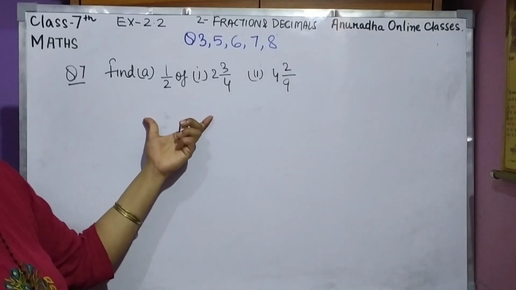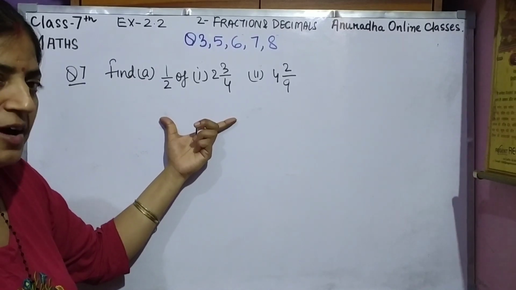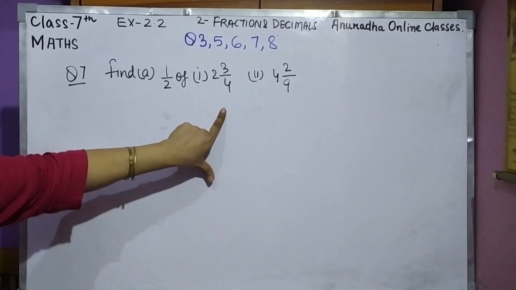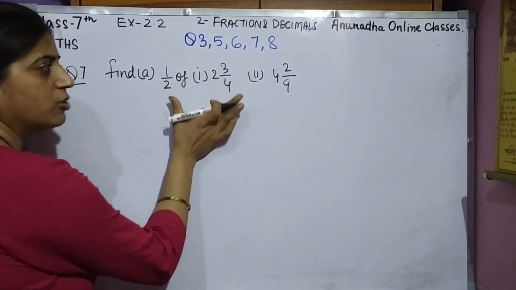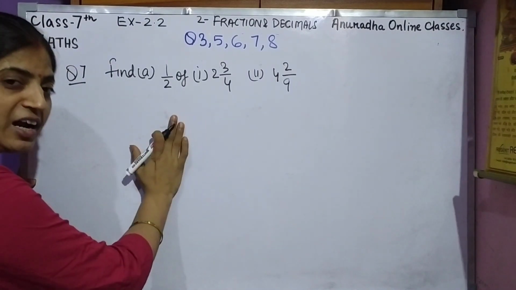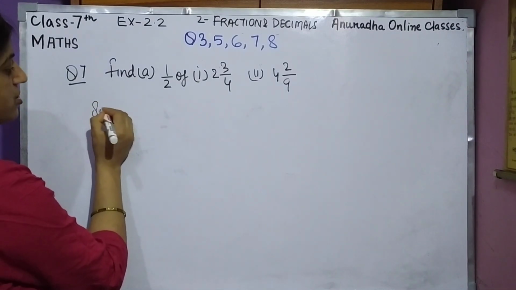See, it's just similar to our 5th question. So I'm doing its first part. You do the second part by yourself. But let's understand this carefully. Let's see. Here both of these are fractions. Means this is multiplication of a fraction with another fraction, right? Now see how you'll do this.